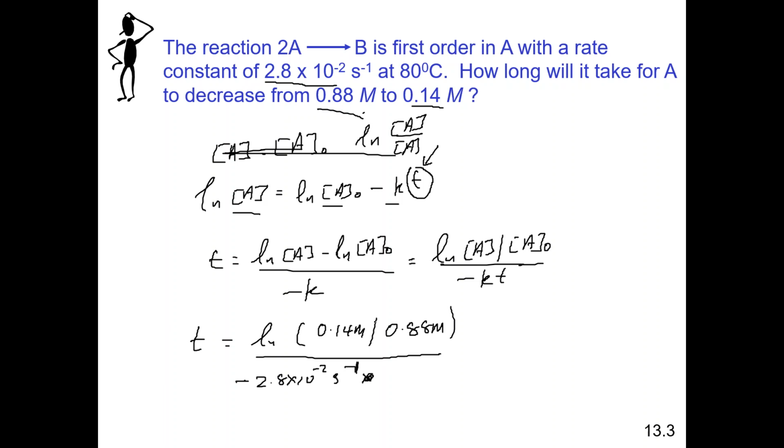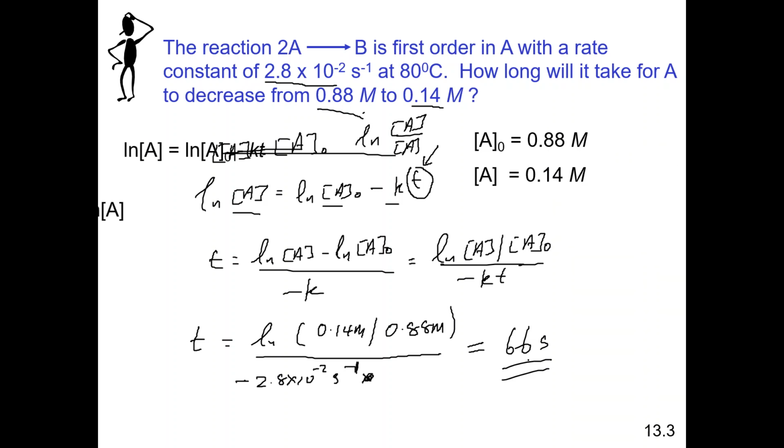0.14 divided by 0.88, then find the natural log of that, divided by 2.8 times 10 to the minus 2. And according to my calculation, this works out to be equal to 66 seconds. And that's basically how that one is done, all right? Okay, so that's how that one is done.